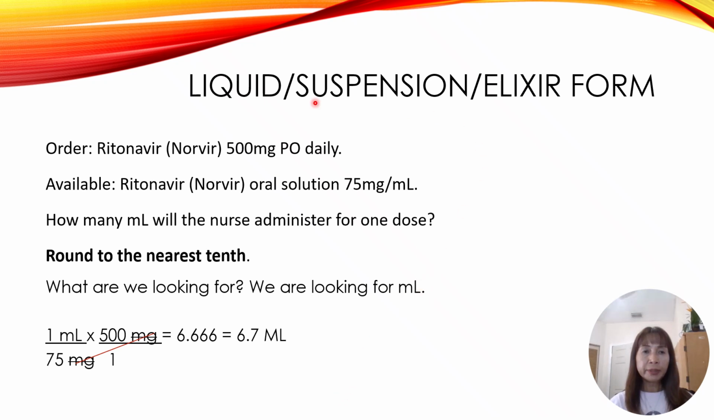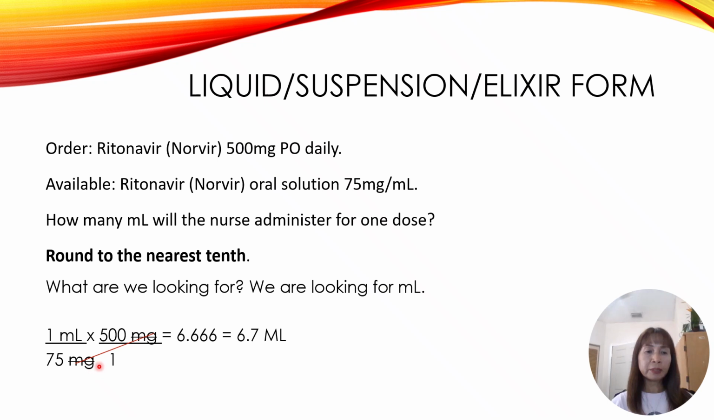Okay, so now we're dealing with medication in a liquid, suspension, or elixir form. What the doctor ordered is ritonavir or Norvir 500 milligrams PO daily. Available is ritonavir or Norvir oral suspension 75 milligrams per ml. So then it's asking us how many ml are we going to give. Since we're looking for ml, I'm going to start with the one with ml. So now we're going to do 1 ml over 75 milligrams.